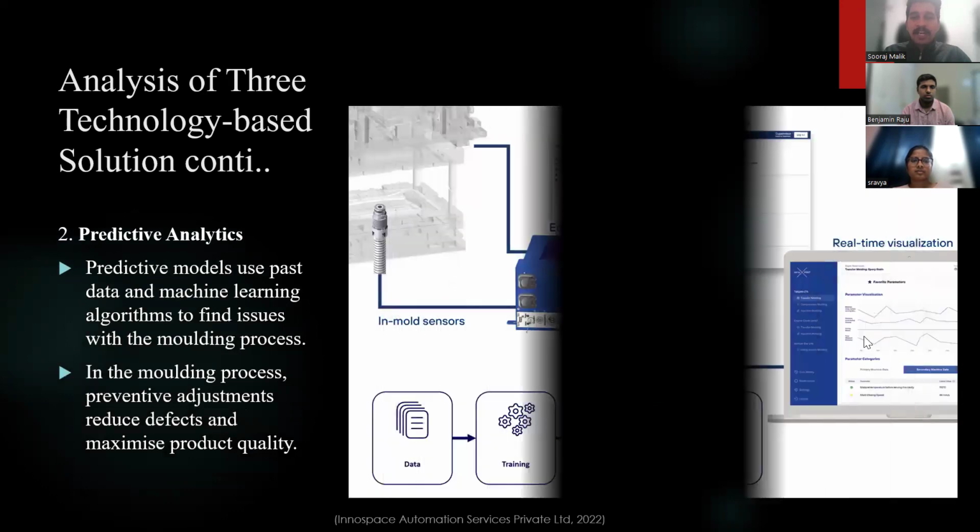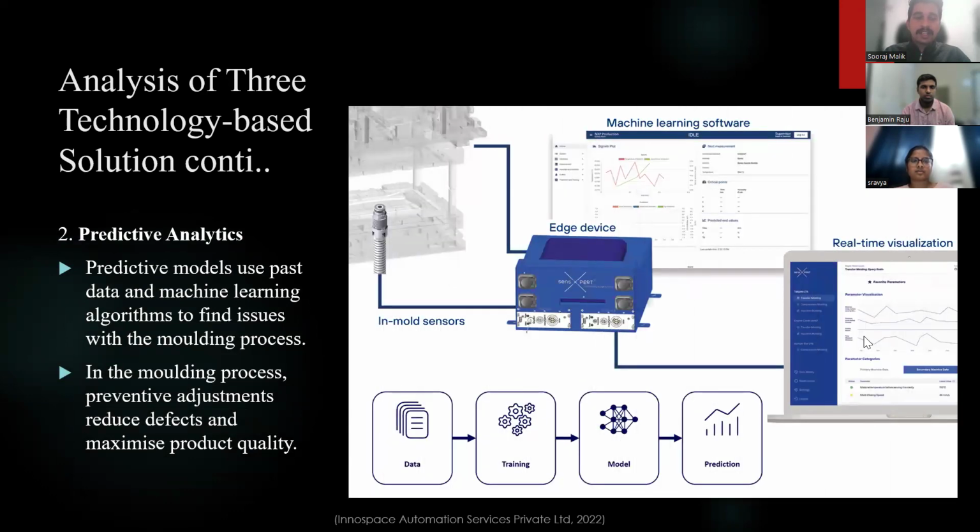Next one is predictive analysis. Predictive analysis is the use of historical data and machine learning algorithms, which can be used to forecast the machine performance. Thereby, we can stop if anything goes wrong with the machine, or we can stop production of the defective parts. Preventive adjustment of the molding process reduces defects and maximizes product quality.